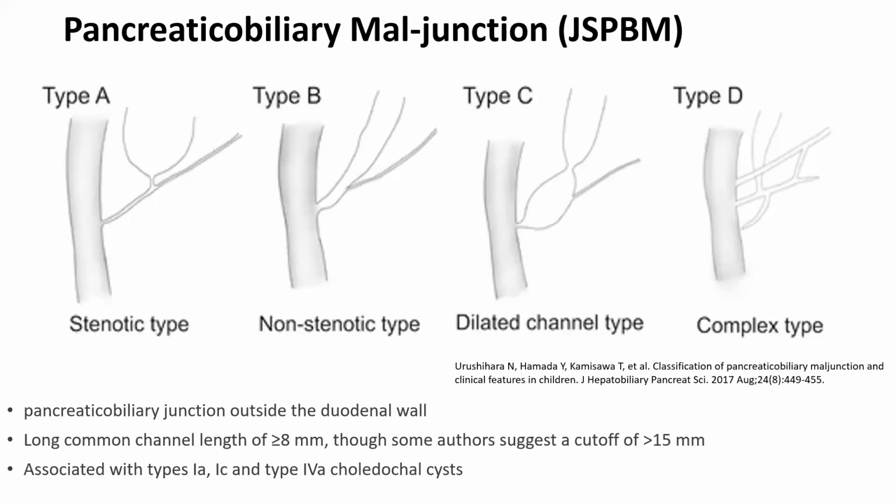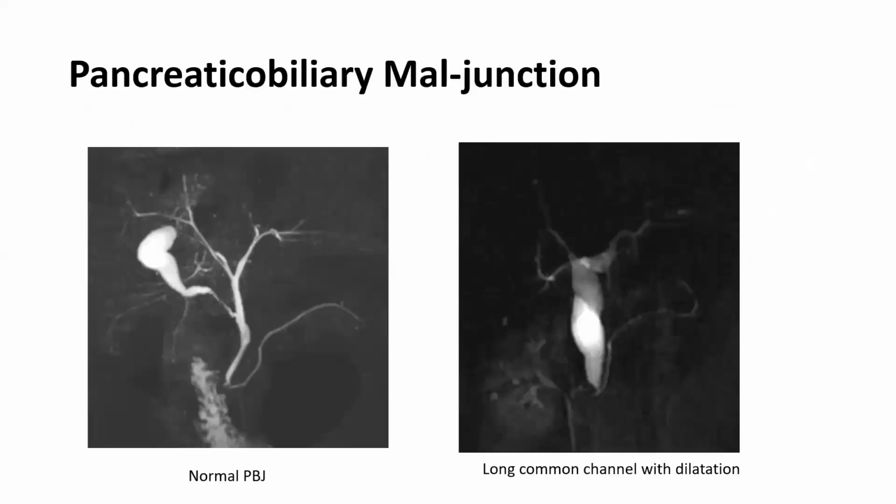And the important reason why we encounter many cases where we are always in doubt about the cause of this CBD dilatation. So it has been shown that pancreaticobiliary maljunction has been associated with type 1A, 1C, and type 4A choledochal cyst. So this is a normal pancreaticobiliary junction, and this is a situation which we commonly encounter.